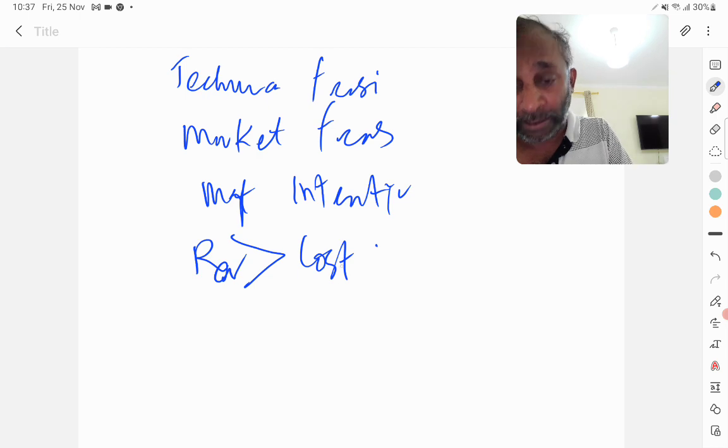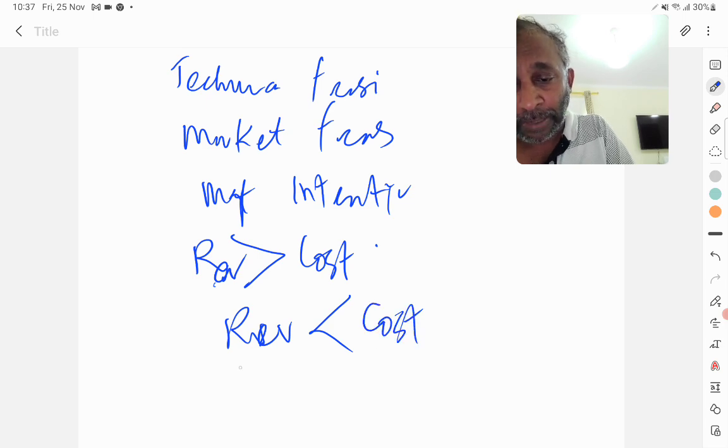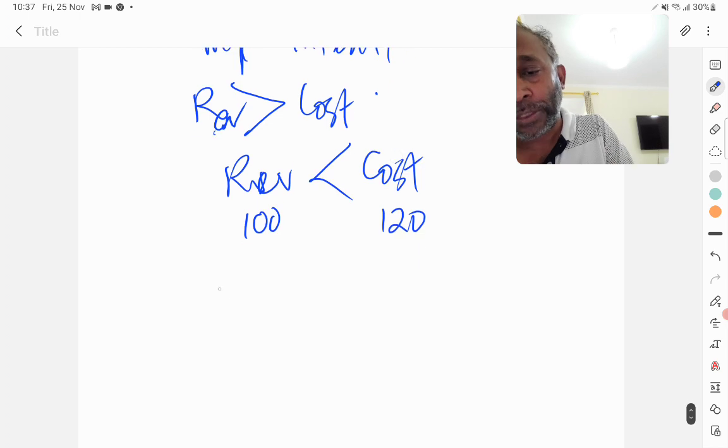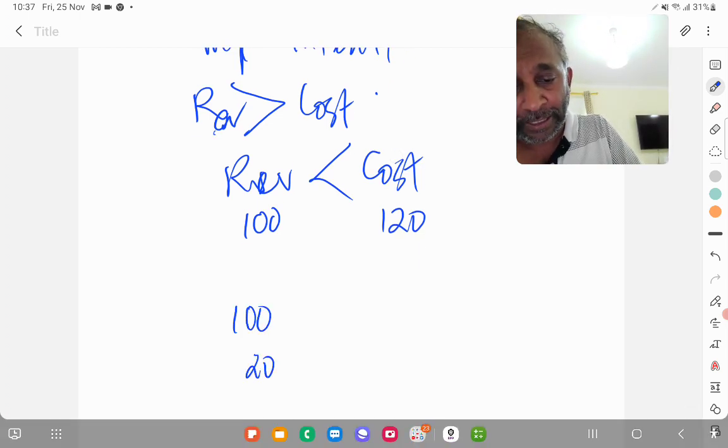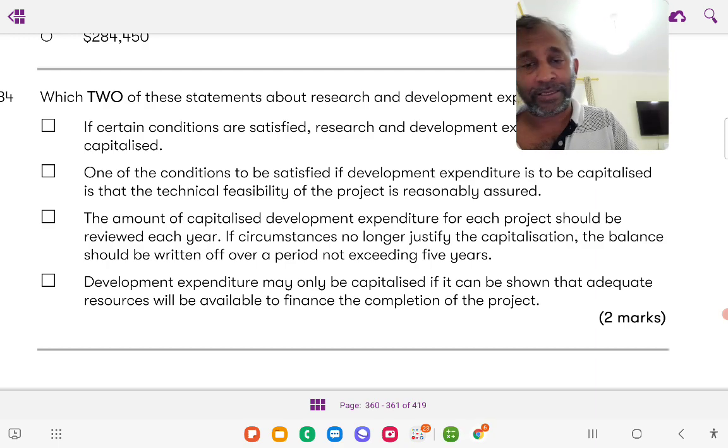At the point when the revenue is less than the cost, suppose this is 100 and this is 120, then what you should do is that you should only capitalize 100 and the 20 should be written off to P&L. So anyway, answer is second and fourth.